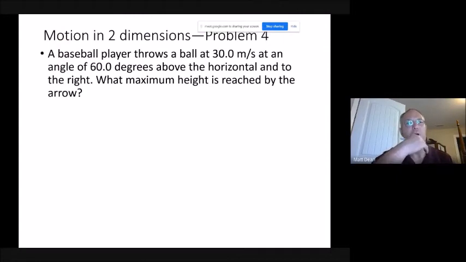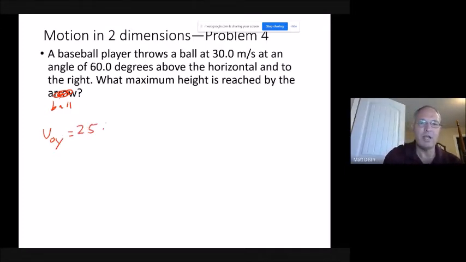All right. So problem 4 is another part of the same problem. This time we want to know what maximum height this, it should say, the ball gets to. And that's all determined by the vertical stuff. So remember that our initial vertical velocity, we'll call that V0Y, was 25.98. We're accelerating, the acceleration due to gravity, negative 10. And we're trying to find a maximum height, trying to find a y.